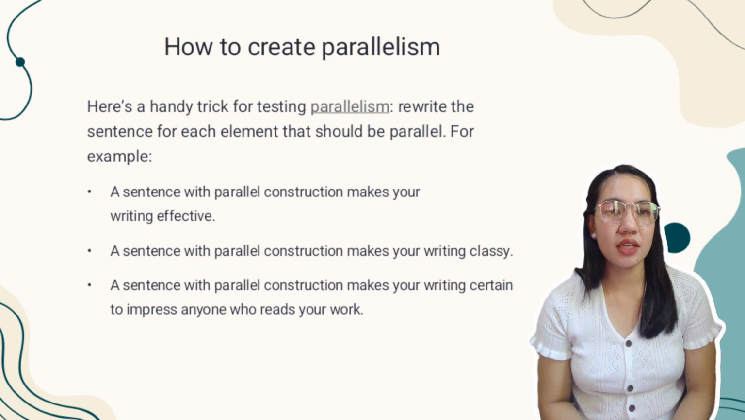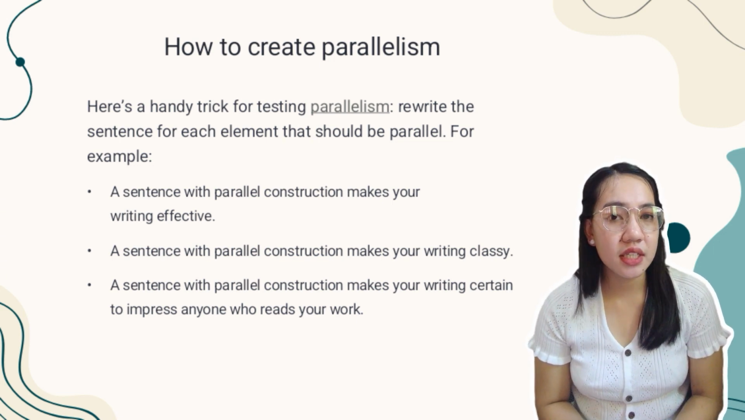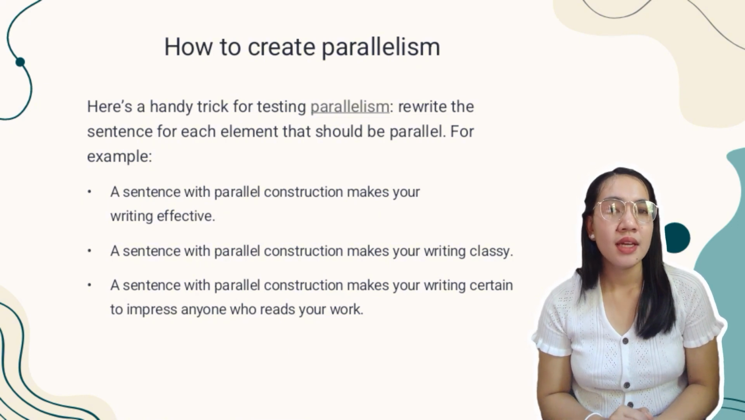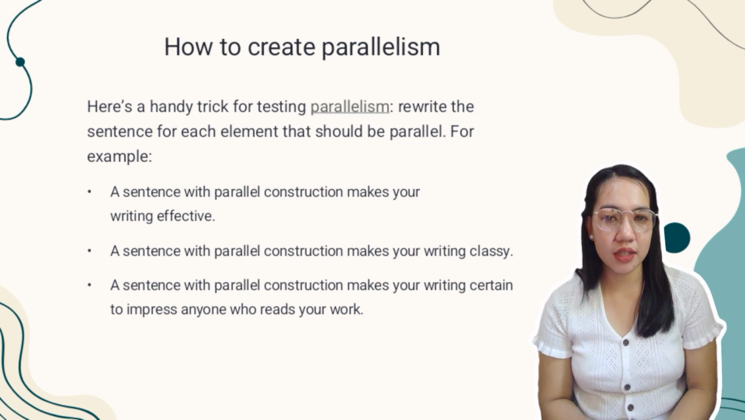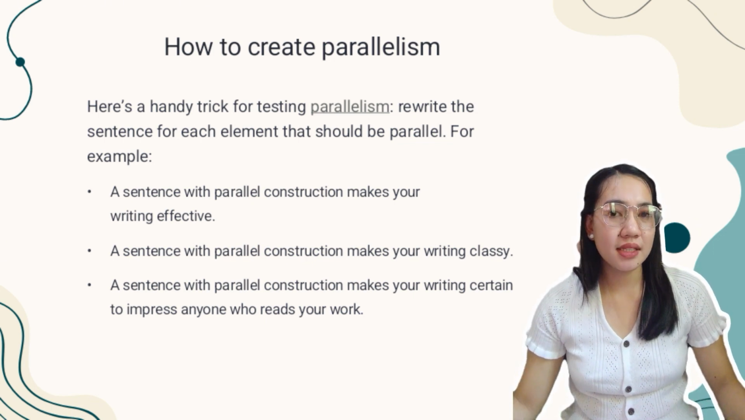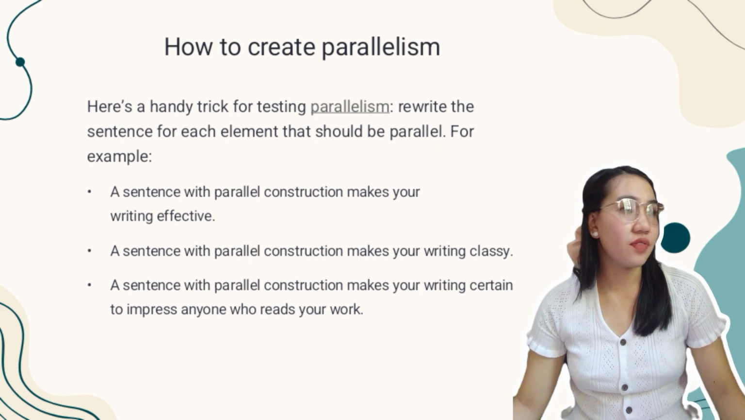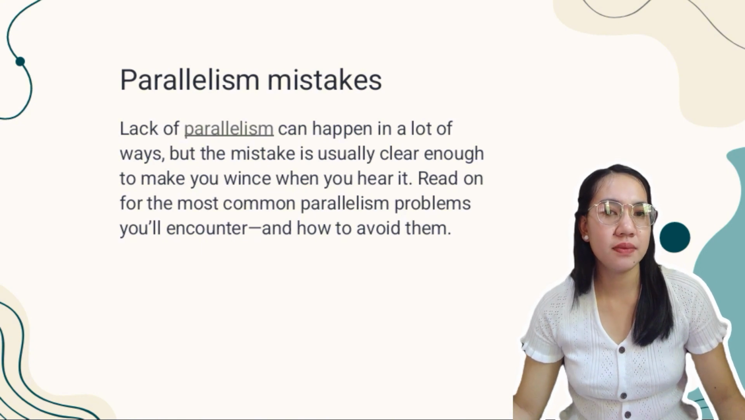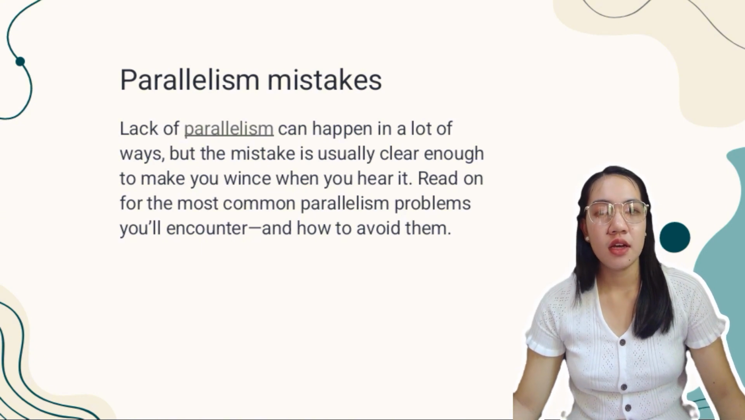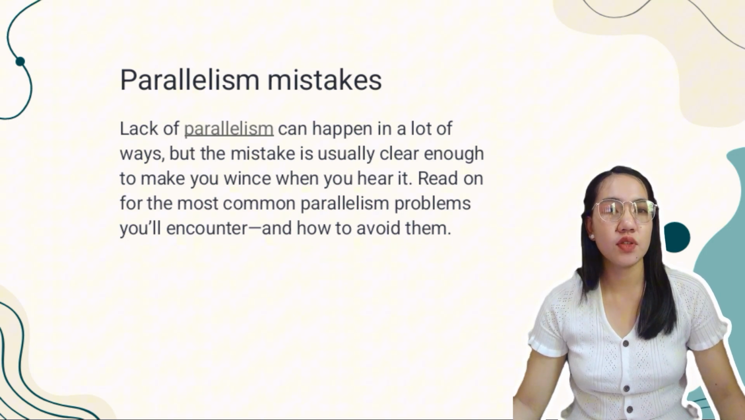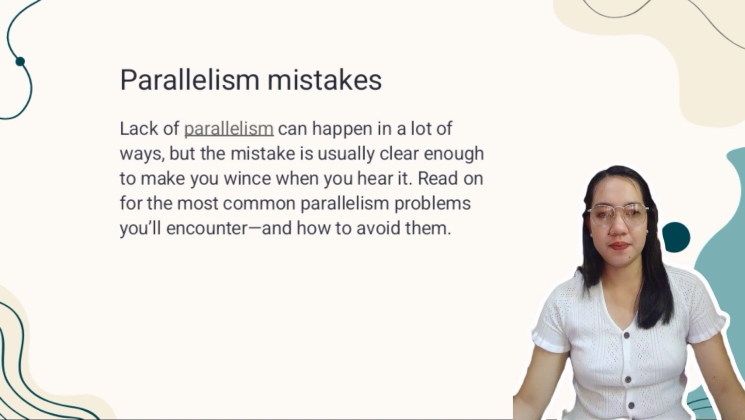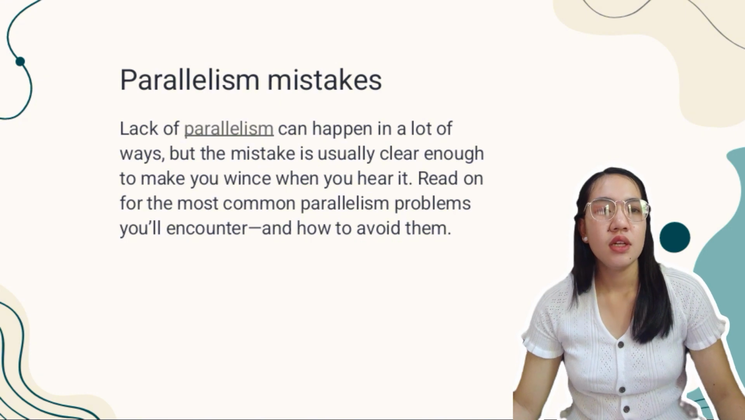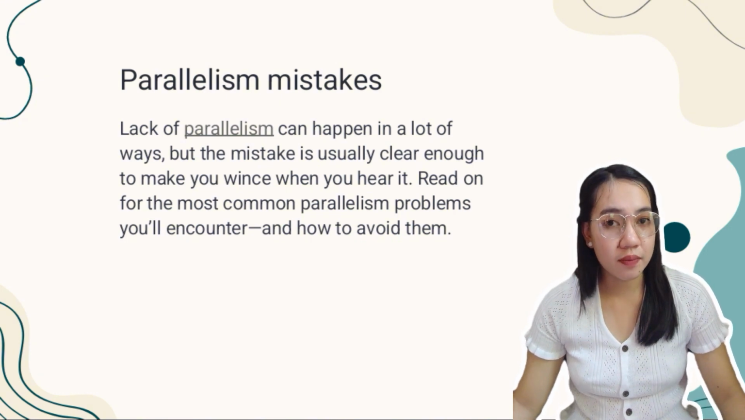Effective, classy, and certain are all adjectives. Even though "certain to impress anyone who reads your work" is a mouthful compared to the other two, each sentence element is the same part of speech. That makes the sentence balanced and therefore parallel. Parallelism mistakes, lack of parallelism, can happen in a lot of ways, but the mistake is usually clear enough to make you wince when you hear it. Read on for the most common parallelism problems you'll encounter and how to avoid them.